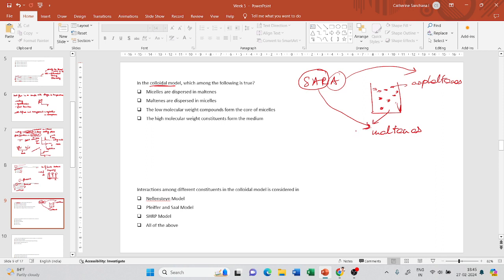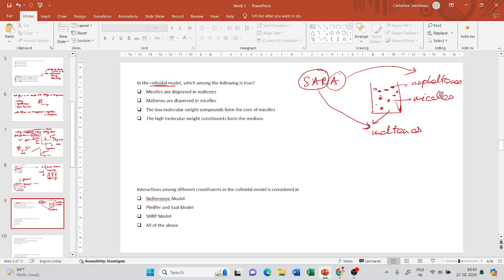Okay, so these asphaltenes, this dispersed phase, they call it micelles. Now there are a few modifications to this colloidal model.